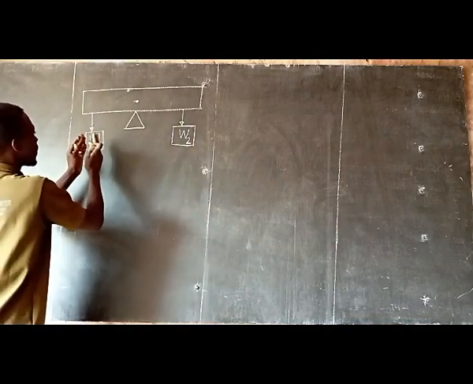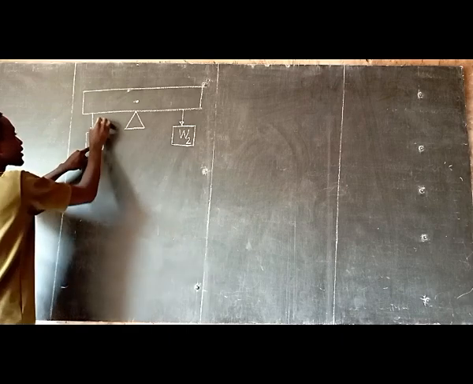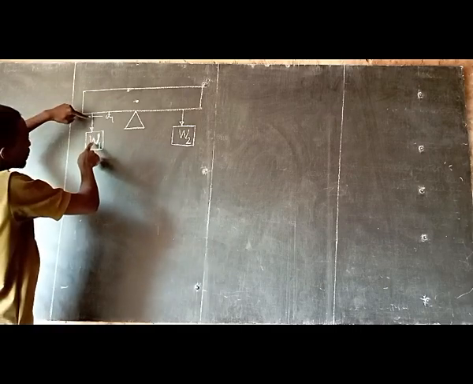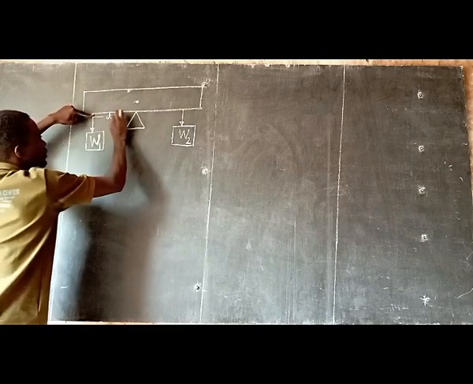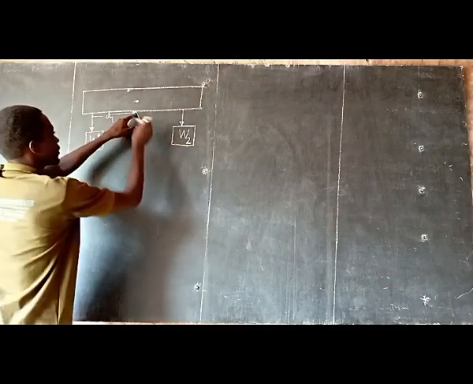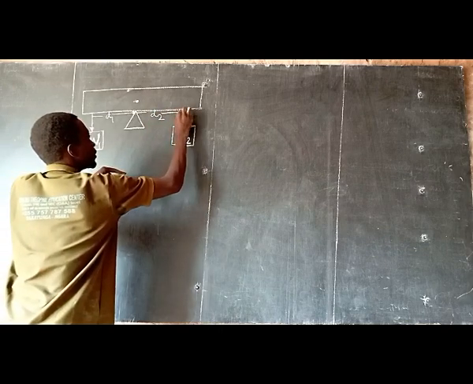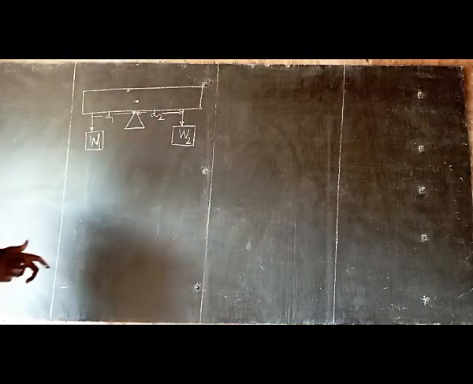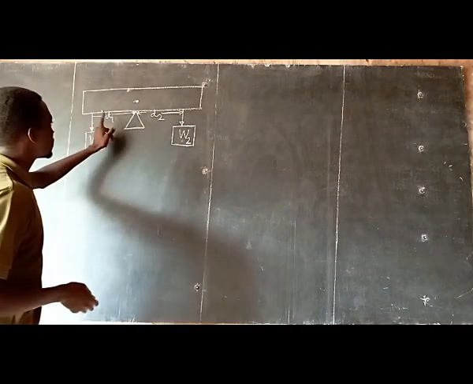Now, the perpendicular distance from W1 to the turning point, let us say it to be D1. It means that the distance from where W1 acts to the turning point, which is the fulcrum here, as you can see, is D1. And let's say the distance from W2 to the turning point is D2. Now, from this setup, as you may see, we have two weights, W1 and W2, and two distances, D1 and D2.